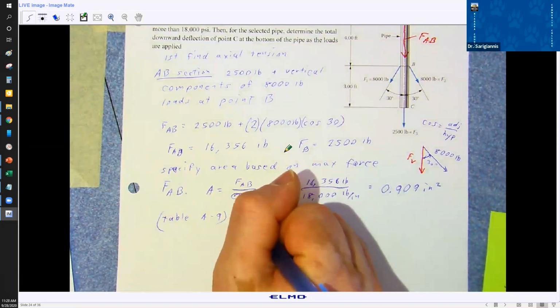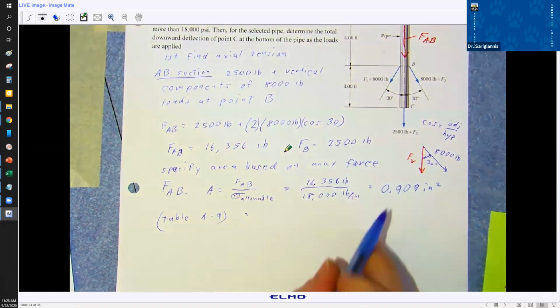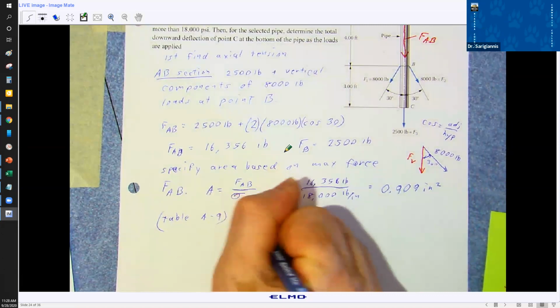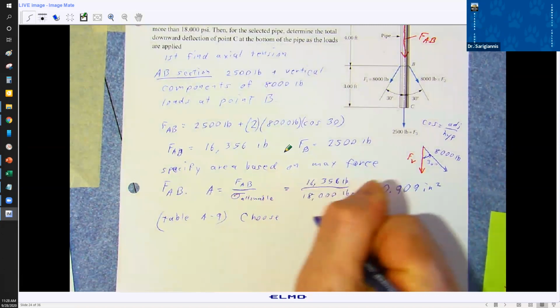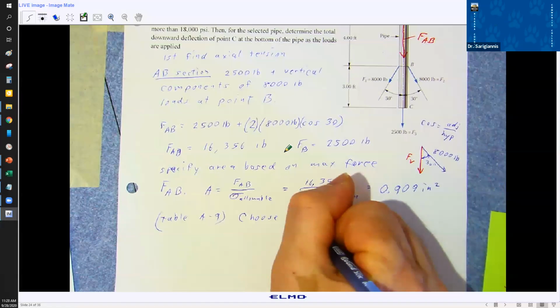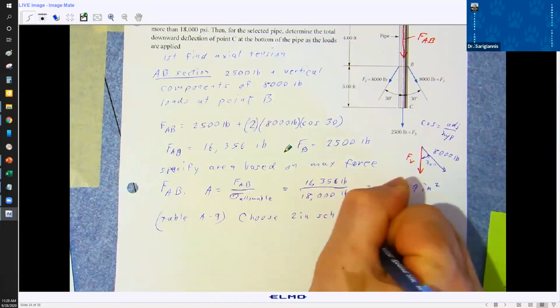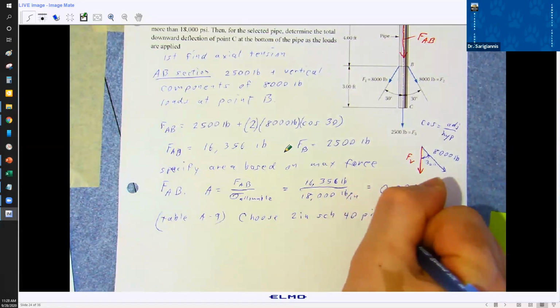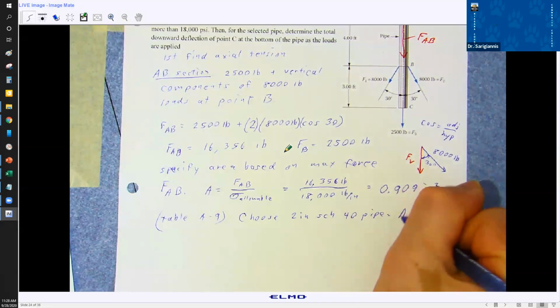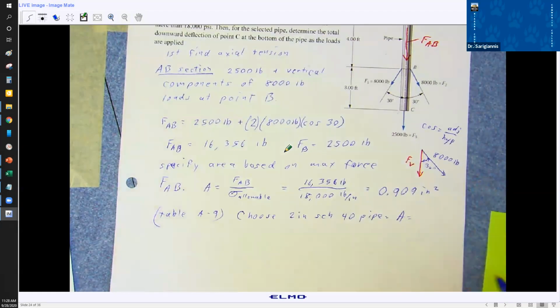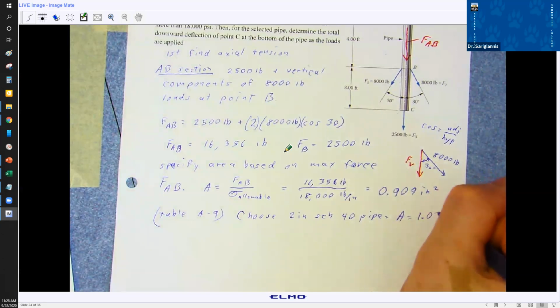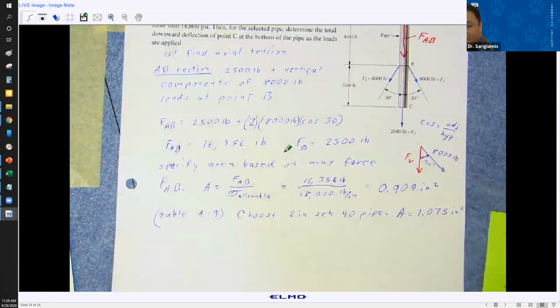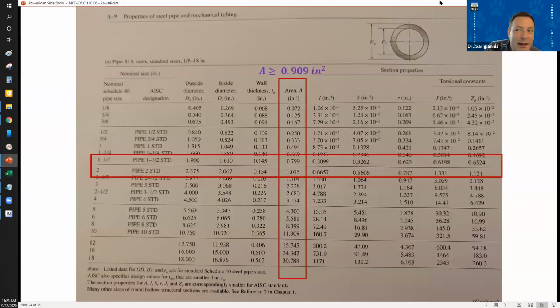So let's see. We found a pipe with area greater than our 0.909. We choose a 2-inch Schedule 40 pipe. And the area is, I believe it was, 1.075 square inches. Yep.